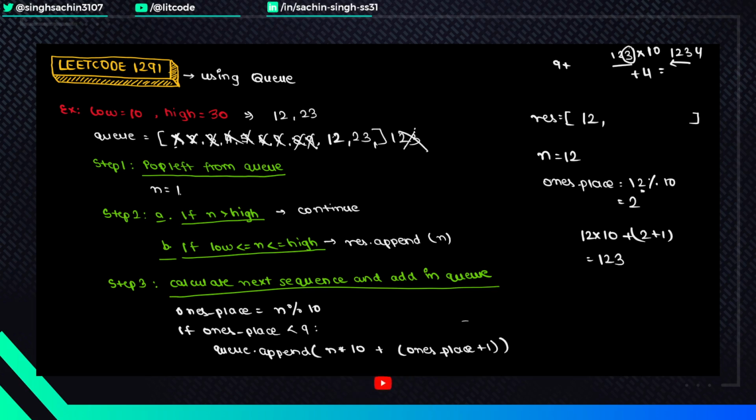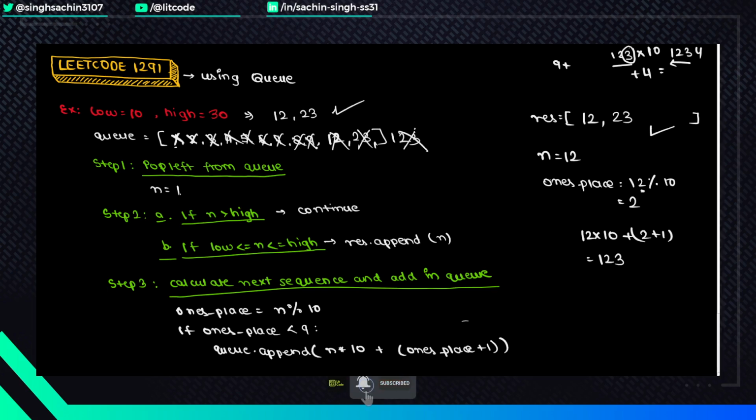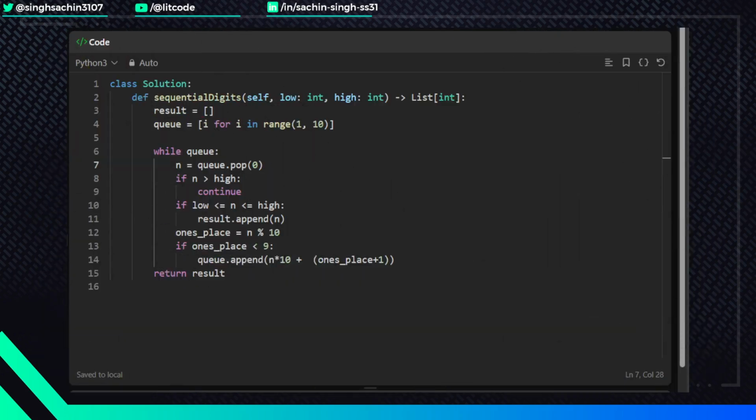Similarly, for 23 as well, you will do the exact same thing, and this will also end up in the result. So if you see, we have got the result which we wanted, right? So this is the logic behind the problem. Let's check out the code as well.